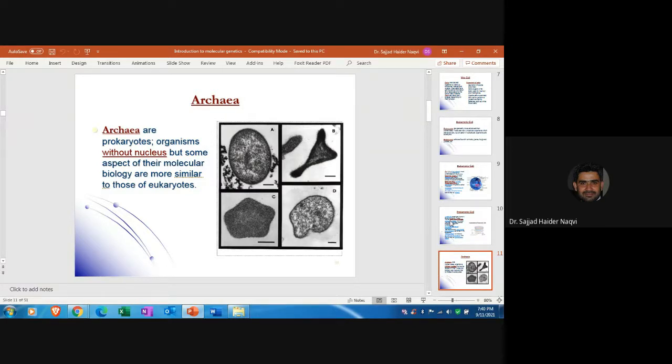Archaea are prokaryote organisms without a nucleus, but some aspects of their molecular biology are more similar to those of the eukaryotes. So I would say that archaea is a category which lies in between the pro and the eukaryotes. They have some characteristics like prokaryotes, which is being without a nucleus, but they do have some molecular biology similarity with the eukaryotes as well.